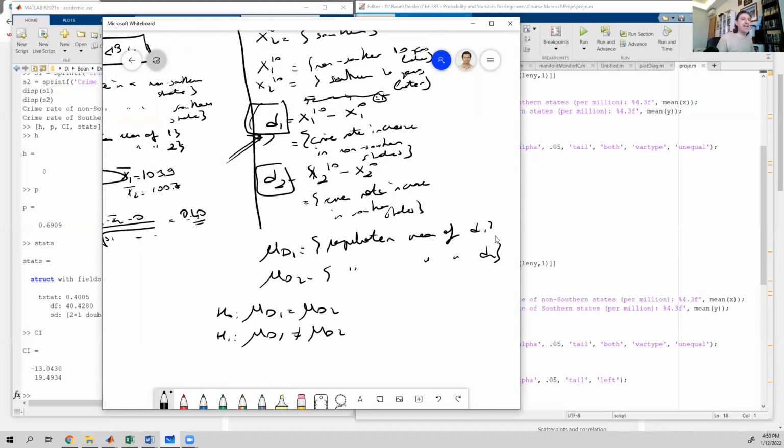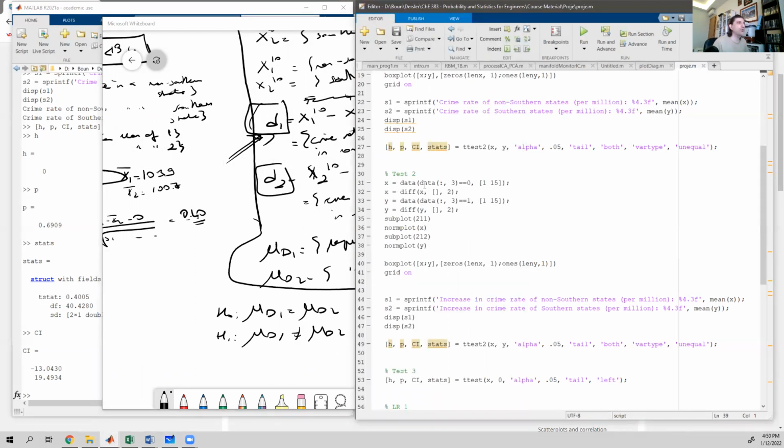It's not exactly a comparison of the crime rates in those two types of states, but the change of crime rates within those 10 years, whether that change is different in those two types of states. That's why I need to define all of this and make sure that it makes sense here. So this is a comparison of not the crime rates, but the change in crime rates in 10 years. So what did I do here? That's what I call test two.